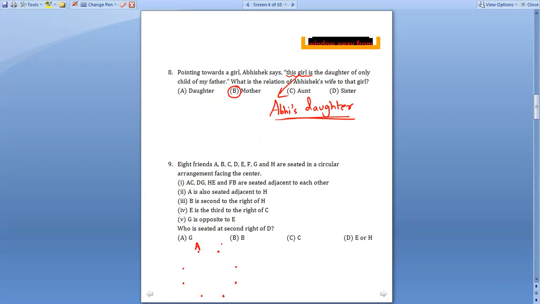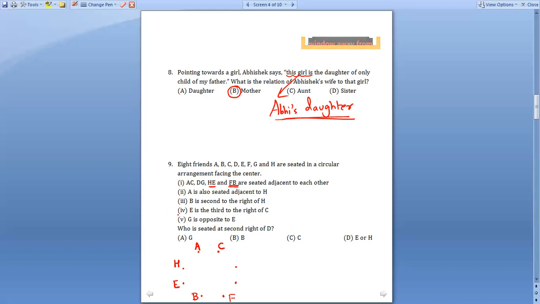So definitely C is next to A, and A is also seated adjacent to H, so I'll write H here. H and E are adjacent to each other, so I'll write E here. Now the third statement is B is second to the right of H. They're all facing towards the center, right? So first to the right of H is E and second to the right of H is B. If I place B here, then B and F are adjacent to each other, so I'll write F here.